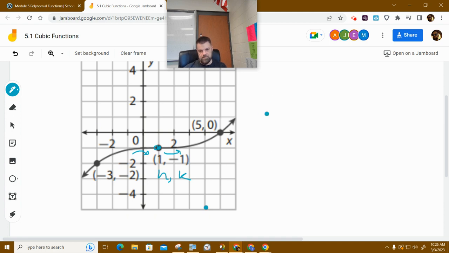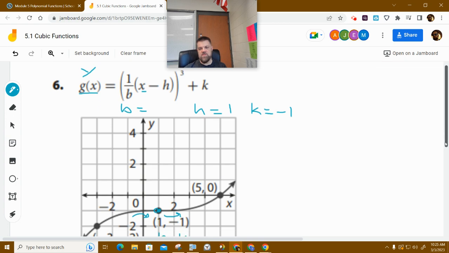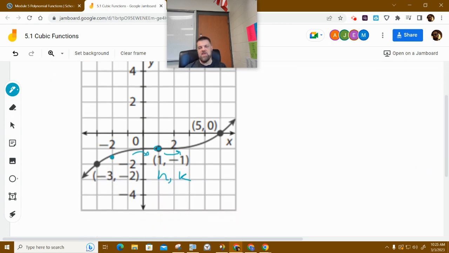So anyways, I'm going to list H is equal to 1. K is equal to -1. And then the last thing I need to figure out is the B, but we don't know what the B is. Also, I have an X, and remember, G of X is the same as Y. So the other question that was asked is, Mr. Adams, does it matter which X and Y we pick? The answer is no. Last time we picked the ones on the top, we'll pick these, -3 and -2.